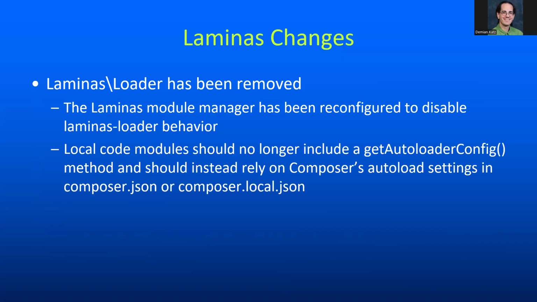If you have a local code module, you should no longer include a get autoloader config method in the module class and should instead use Composer autoload settings in your composer.json or composer.local.json. If you look at the existing Composer configuration in VuFind 11, you will see what changes you need to make if you want to switch this out. And if you create new code modules in the future, the installer tool will automatically make the necessary configuration changes for you.